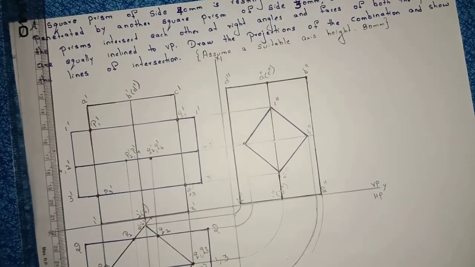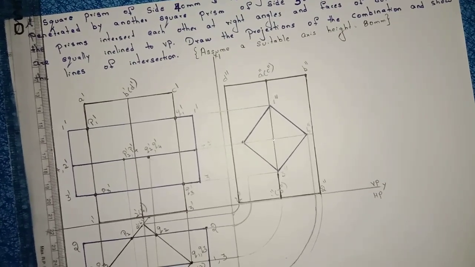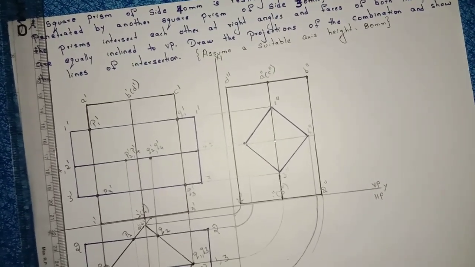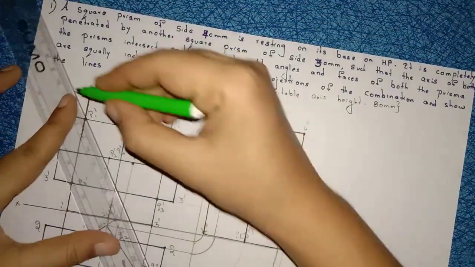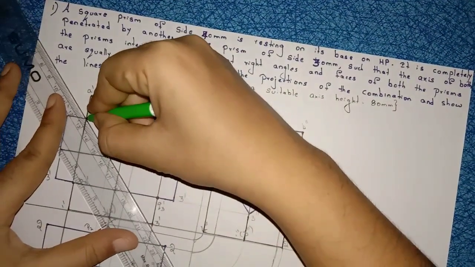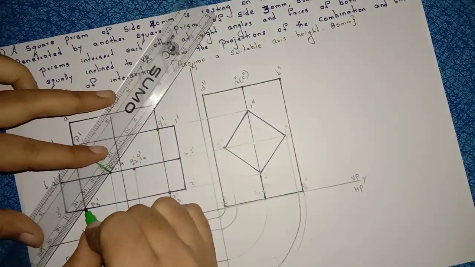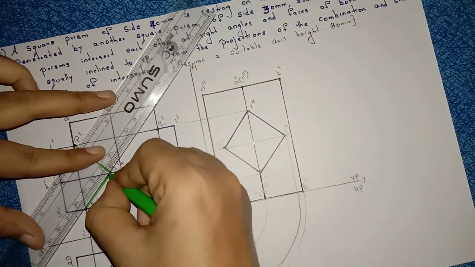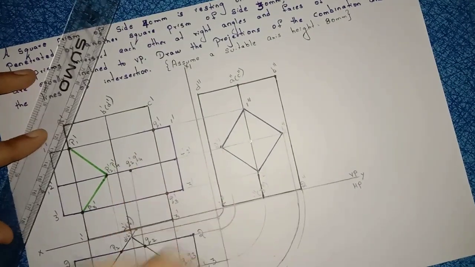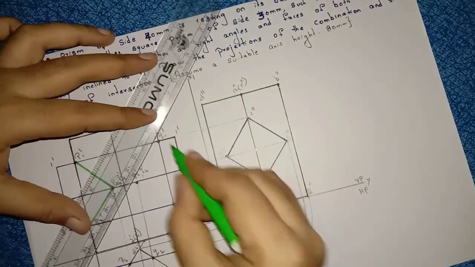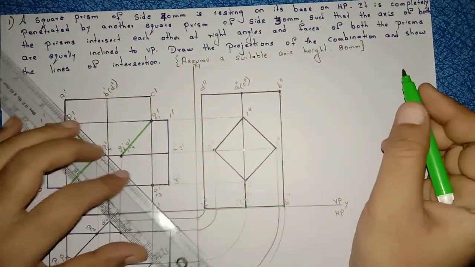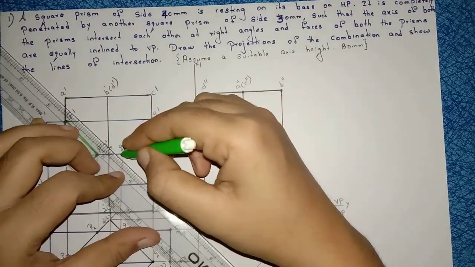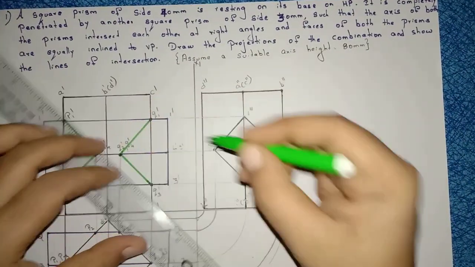Right? Now you have to join all this. This is your lines of intersection. See how I will join. Join P1 dash, P2 dash, P3 dash, P4 dash is also here only. Right? Then next Q1 dash, Q2 dash, Q3 dash. Join this one.